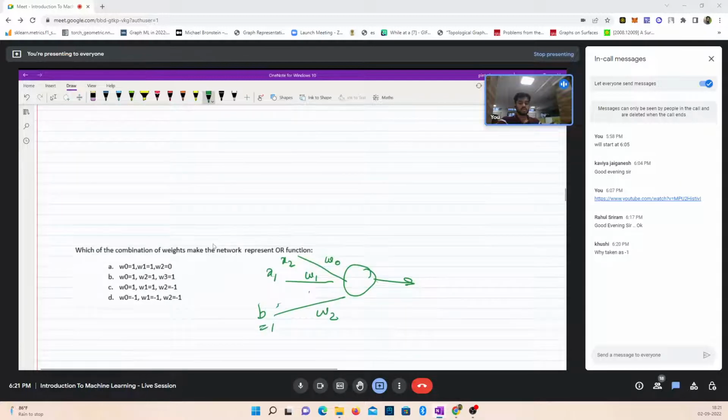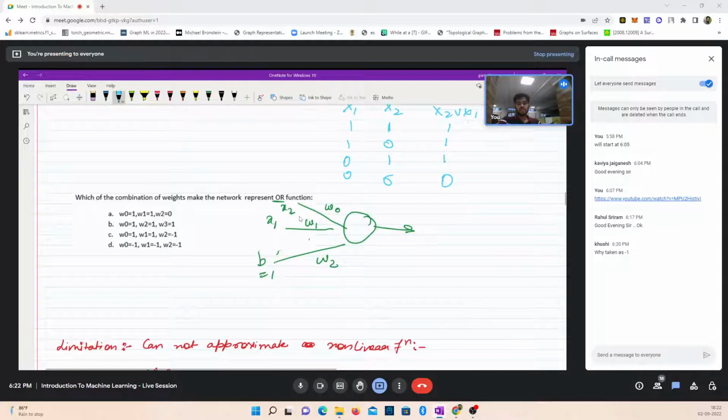Now in the next question, we are being asked how do we represent the OR function? So I'll just give you what an OR function is. If you have at least one of them as 1, then you get 1. Otherwise, you get 0. So it is just the opposite of the AND function. Not opposite, but intuitively.